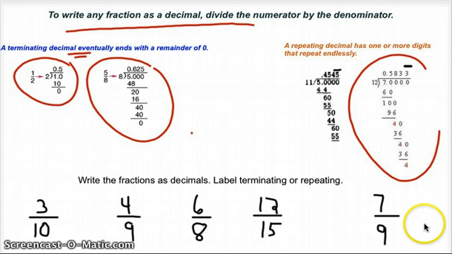Sometimes you're going to get a repeating decimal. If you were dividing 7 by 12, to write 7/12 as a decimal, you would divide 7 by 12, and you're going to get 0.583. The 3 is going to keep repeating, so you put a bar over it to show it.